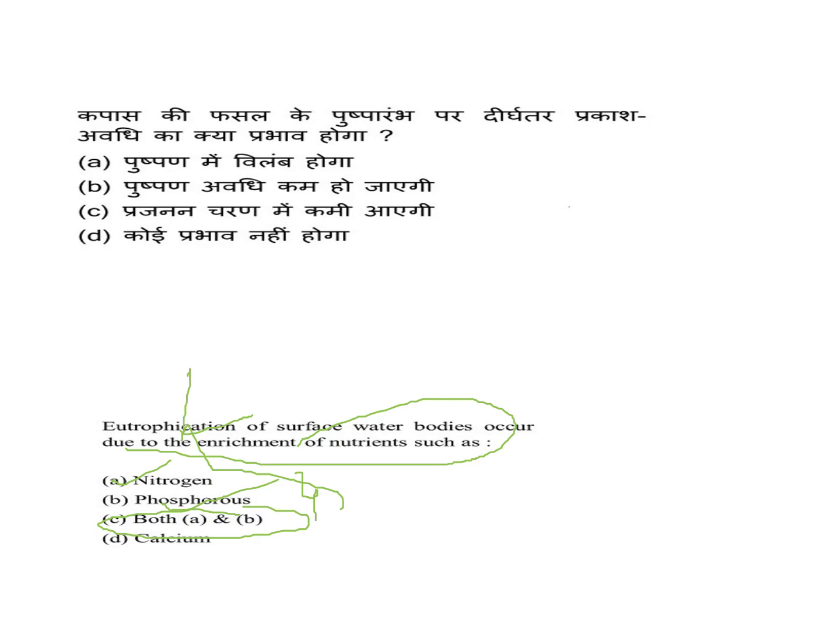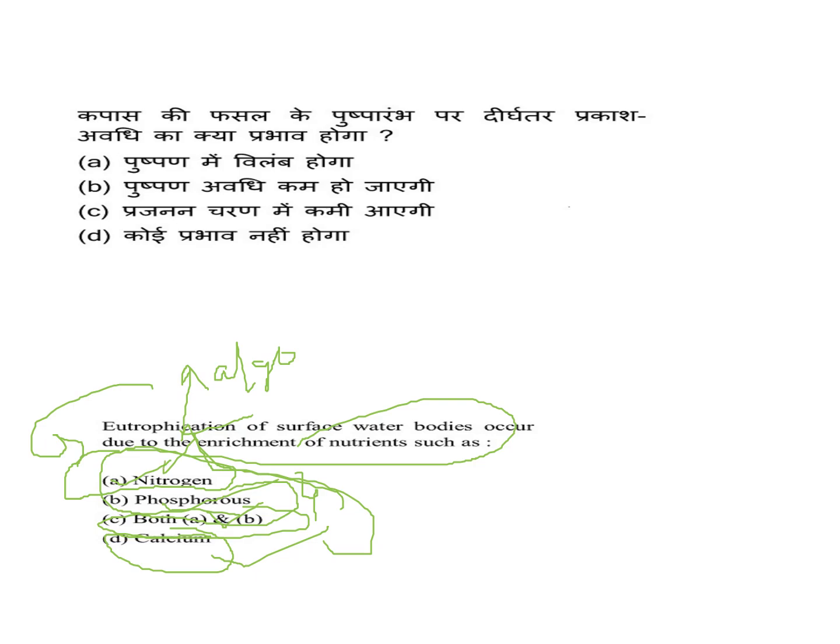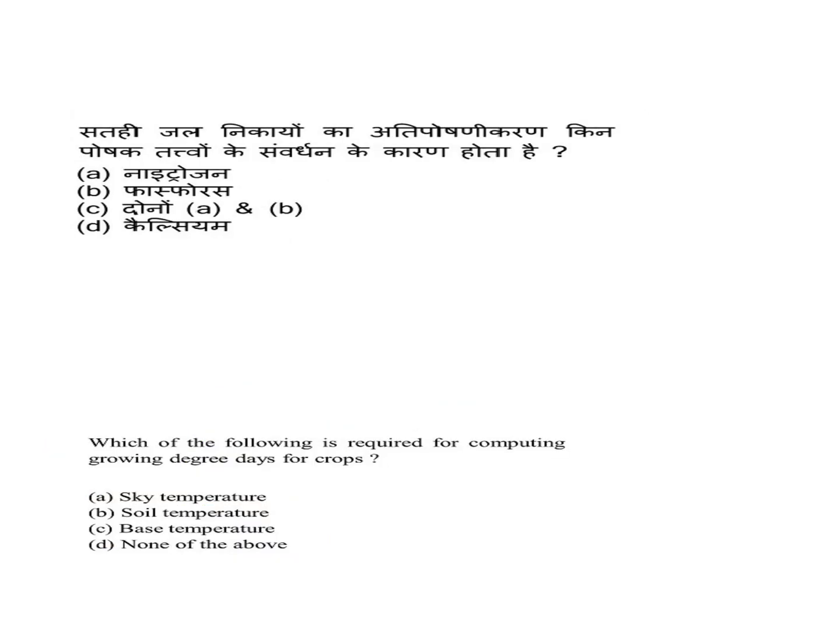Means because of the eutrophication, there will be buildup of excess algal blooms. So because of that, water bodies are completely filled with algae. Why are they building up? Because of the presence of excess nutrients of nitrogen and phosphorus. So the answer is the third option, both nitrogen and phosphorus. Calcium is actually used to reduce the algal bloom. It doesn't cause eutrophication.